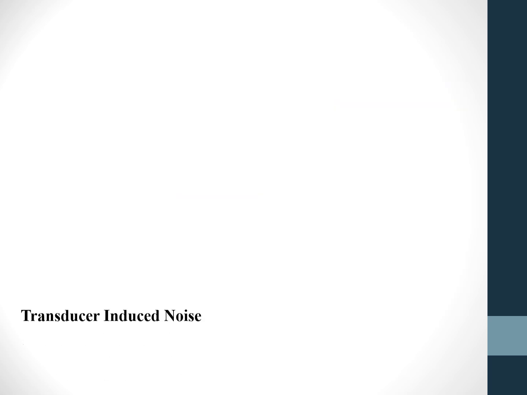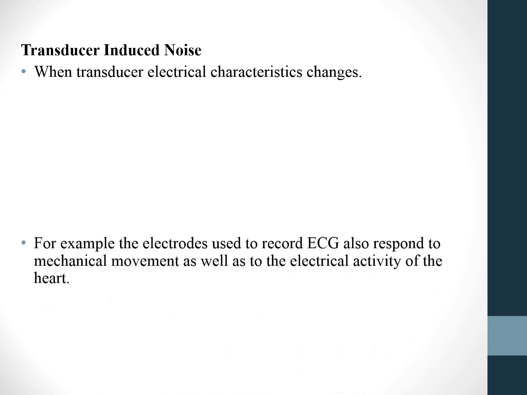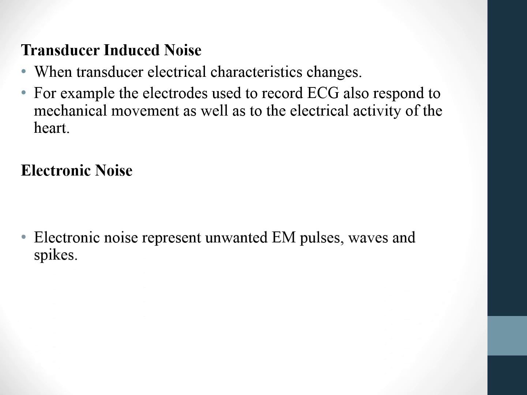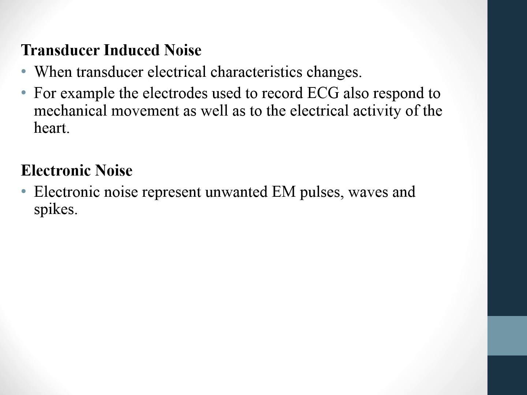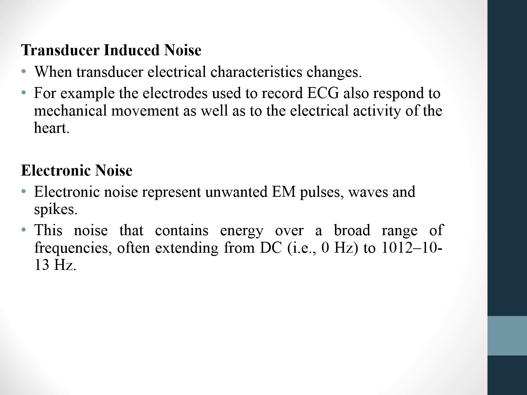So the first type is transducer induced noise. Transducer induced noise occurs in a biosignal when the transducer's electrical properties change with respect to time. For example, when we are using electrodes to record ECG, due to the change in electrical properties, it is possible that these electrodes become responsive to, or pick up, the electrical signals generated by the mechanical movement of the surrounding muscles. So this type of noise is regarded as transducer induced noise in biosignals.